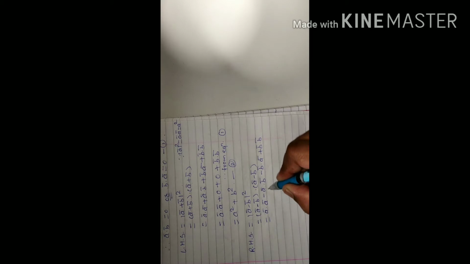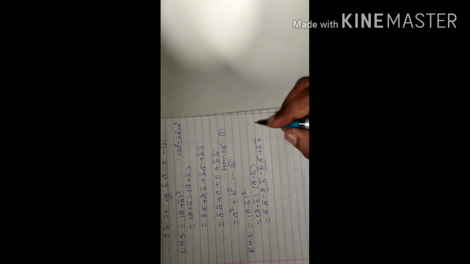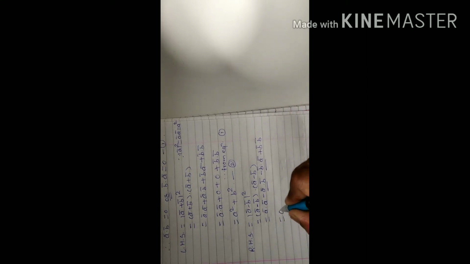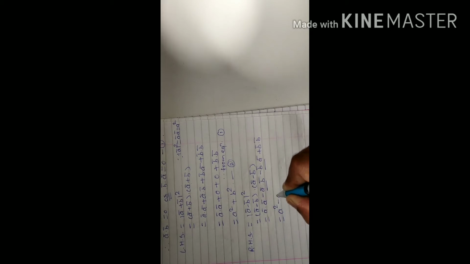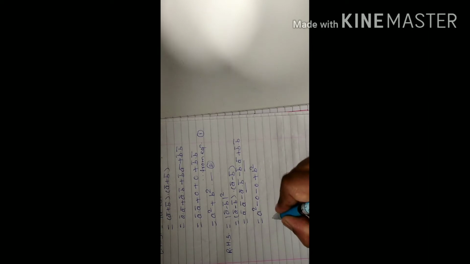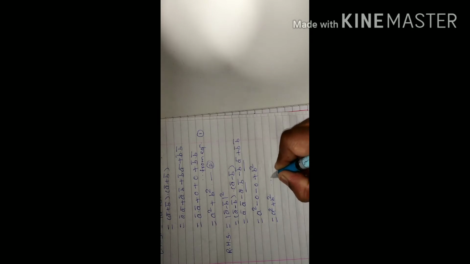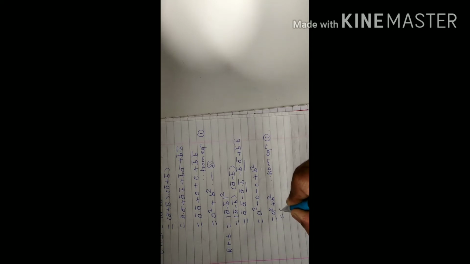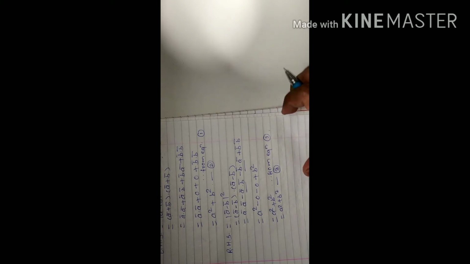We already know that the value of a bar dot b bar and b bar dot a bar is 0, then put here, is equal to a bar dot a bar is a square minus 0 plus b bar dot b bar is b square, is equal to a square plus b square. We write this with the help of equation number first. That is our RHS is equal to a square plus b square. We will give equation number 3.